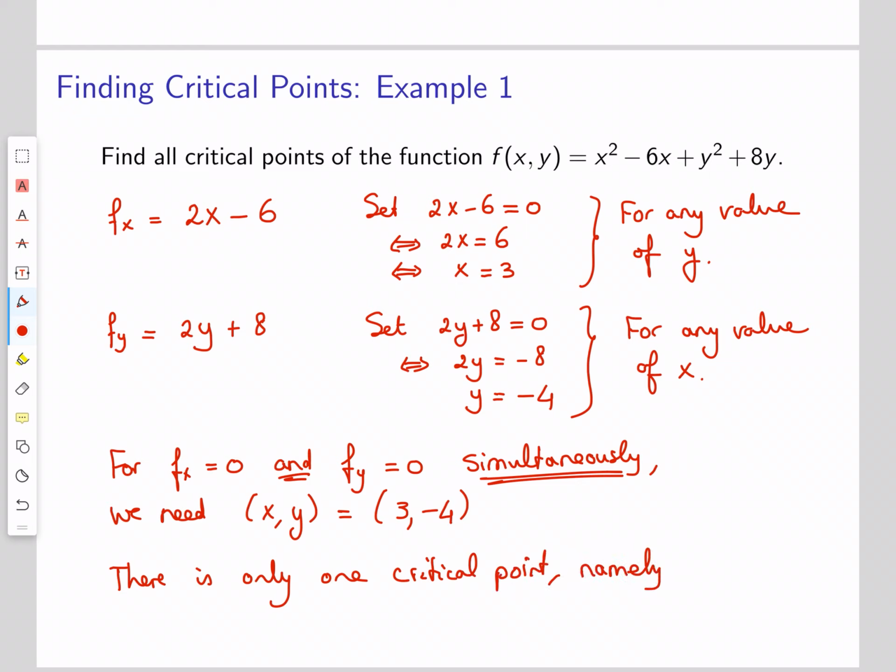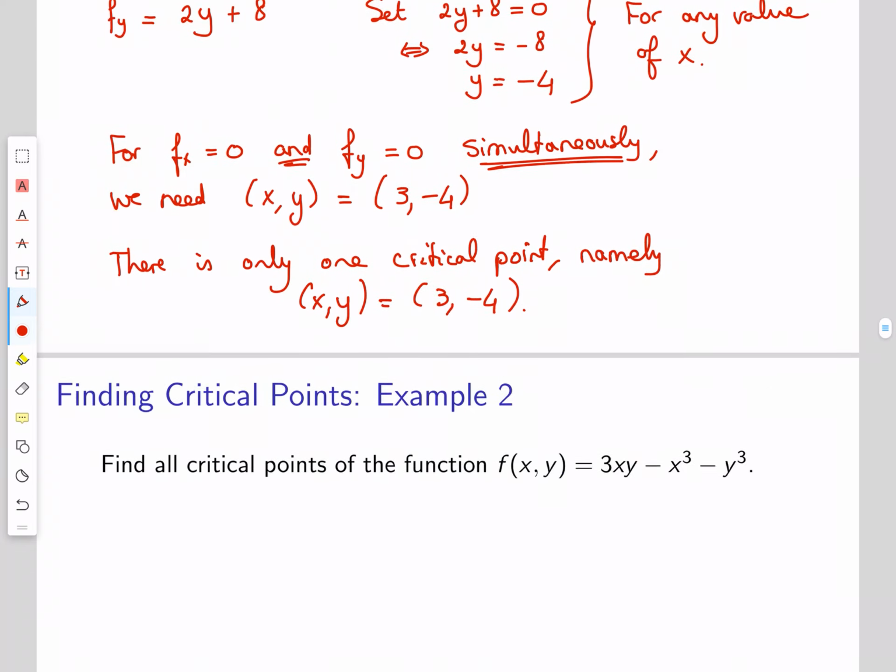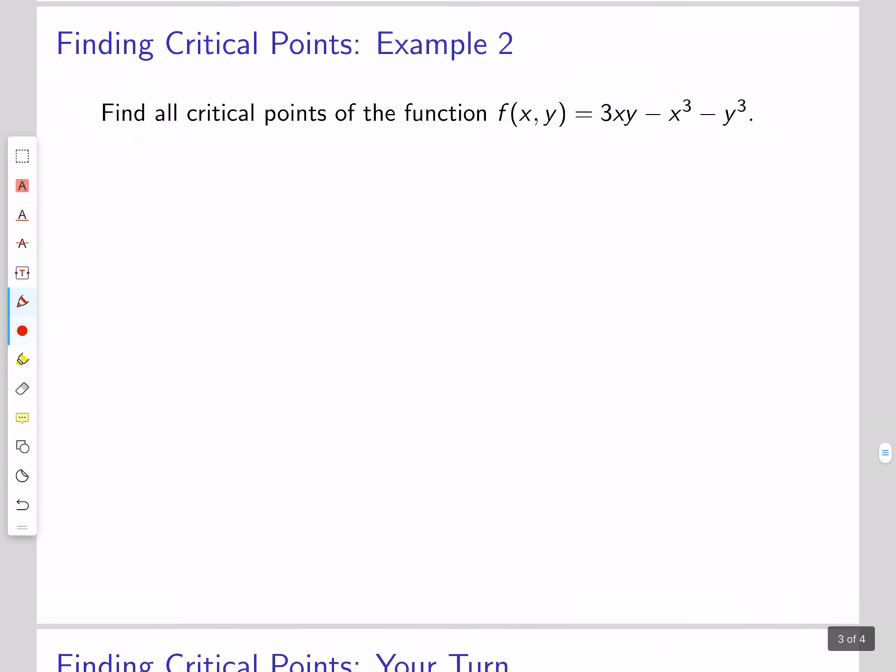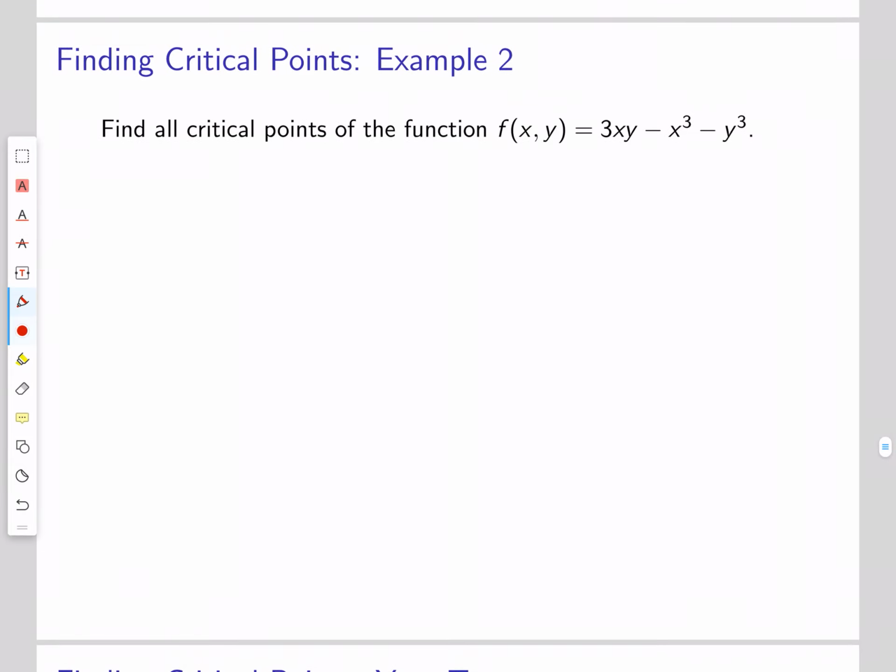Namely, (x, y) is equal to (3, minus 4). All right, so that was a pretty straightforward example, and that's mostly because the first derivative with respect to x and the first derivative with respect to y don't really interact. You can independently set them equal to 0 and solve. All right, so let's go to the second example because this is a little bit different. So here I've got f of x, y is equal to 3xy minus x cubed minus y cubed.